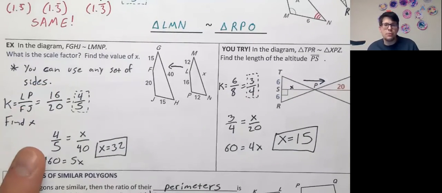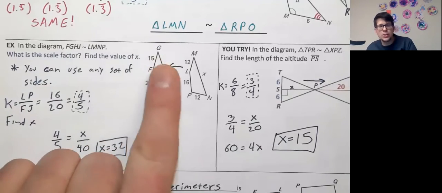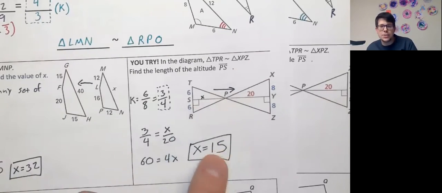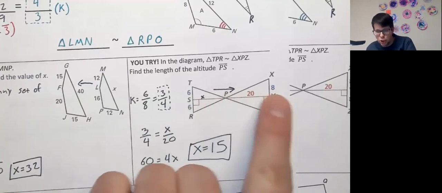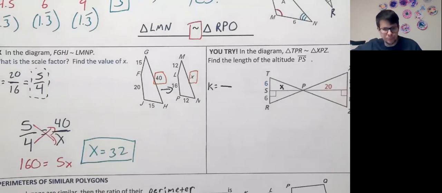For both of these cases right here, it is great to determine if what your answer has is reasonable. For my first answer, I got 32, and that is smaller than the 40 it is compared against, and that's good because X was on a smaller shape. Same thing's happening here. I got the answer of 15, which is shorter than 20, and that makes sense because my X value looks like it's shorter than that 20. So I like my answer. It seems reasonable, and I want to keep it.